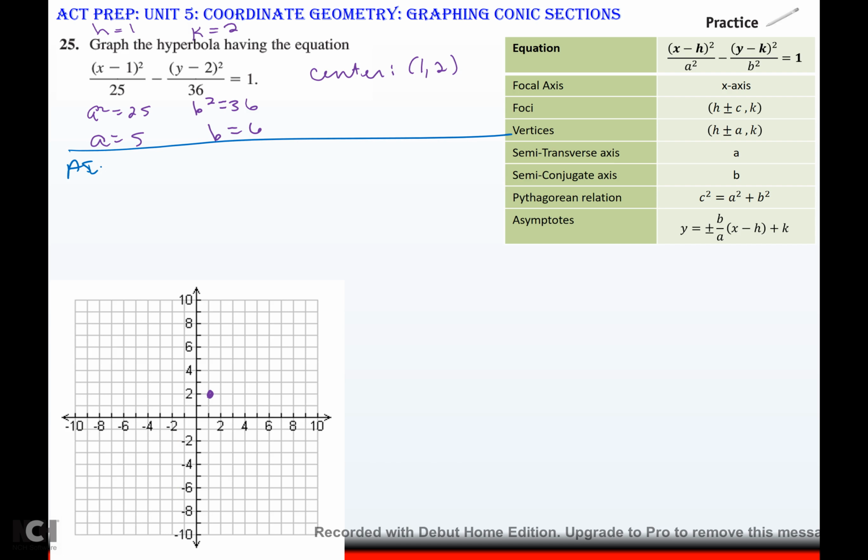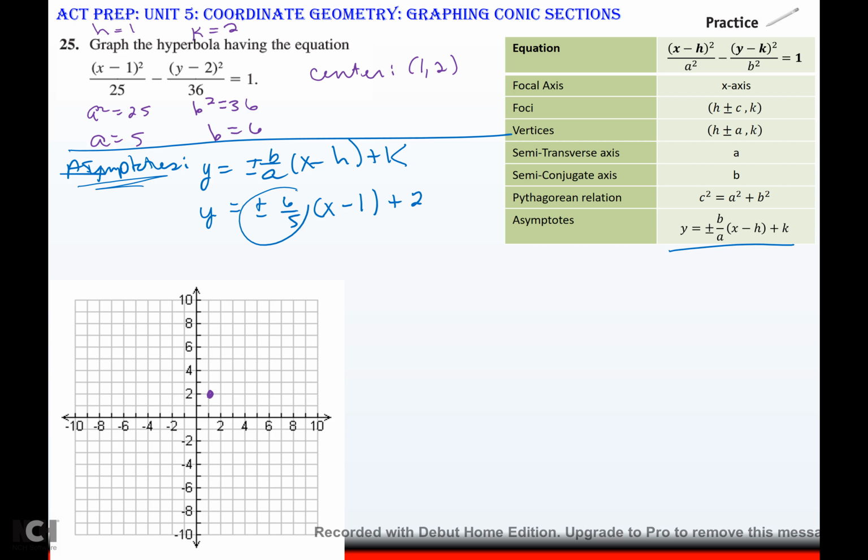So to get my asymptotes, there's my equation. It's y equals plus or minus b over a times x minus h plus k. So I would have y equals plus or minus 6 over 5 times x minus 1 plus k, which is 2. Okay, well, you can read all that if you want to, but guys, I promise you, your asymptotes have to pass through your center, so all you really need to know is the slope. If you've got 1 point on a line and a slope, you can make any line you want.